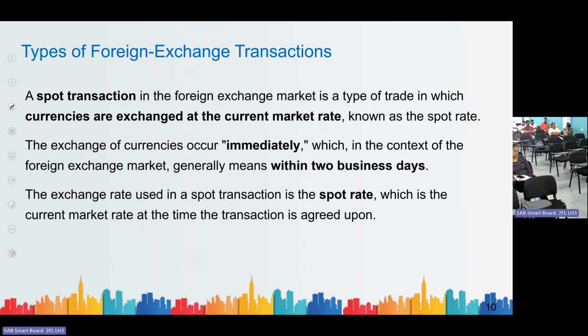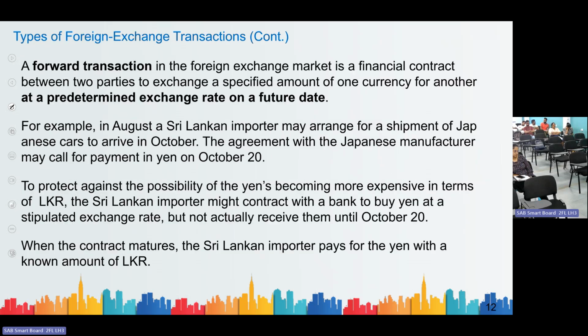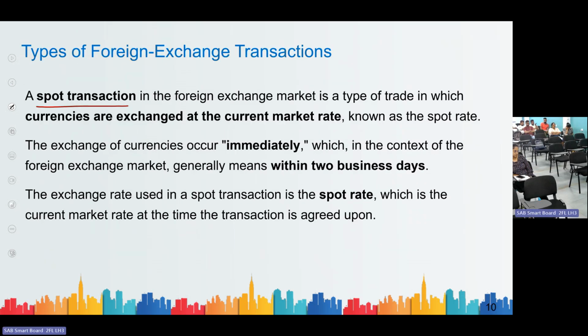Types of foreign exchange transactions. There are two main types of foreign exchange transactions: spot transaction and forward transaction. A spot transaction happens immediately. Here, immediately does not mean just now. Immediately implies within 2 business days.